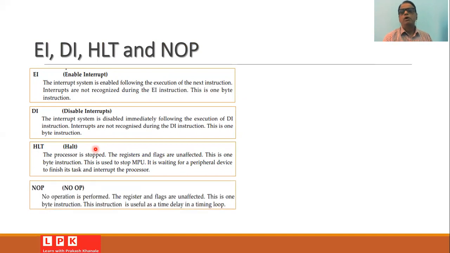Whenever we do not want to perform any operation, then you can make use of the instruction no operation, or NOP. So no operation will be performed. The registers and flags are unaffected. This instruction is normally useful whenever we want to achieve some time delay in a timing loop. So whenever we want to have some time delay in the processing, you can make use of this instruction. This instruction is also a 1-byte instruction.